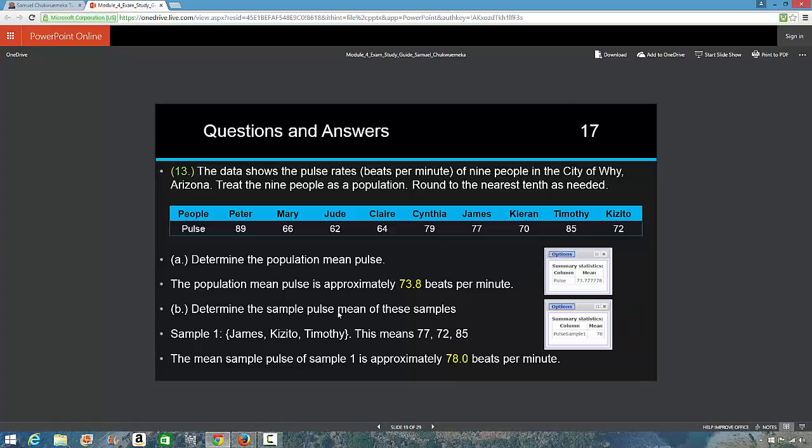The next question is to determine the sample pulse mean of these samples. So you have sample 1. Meanwhile, I love these names: Peter, Mary, Jude, Claire, Cynthia, James, Kieran, Timothy, Kizito. So sample 1 is James, Kizito, Timothy, so you have 77, 72, and 85.